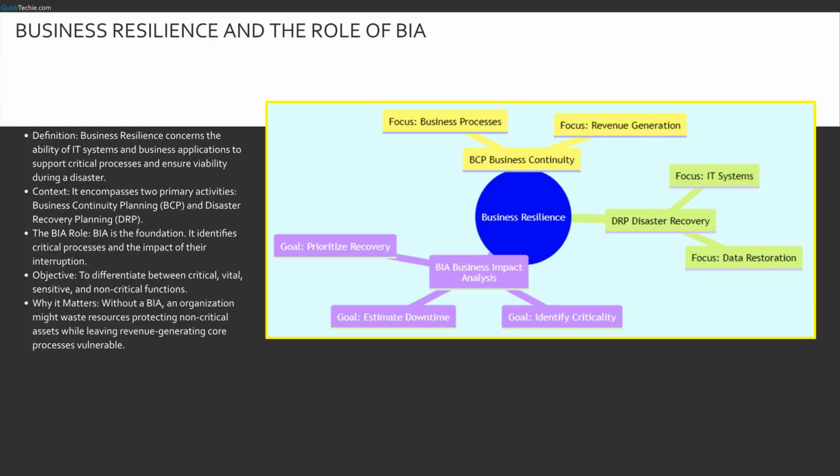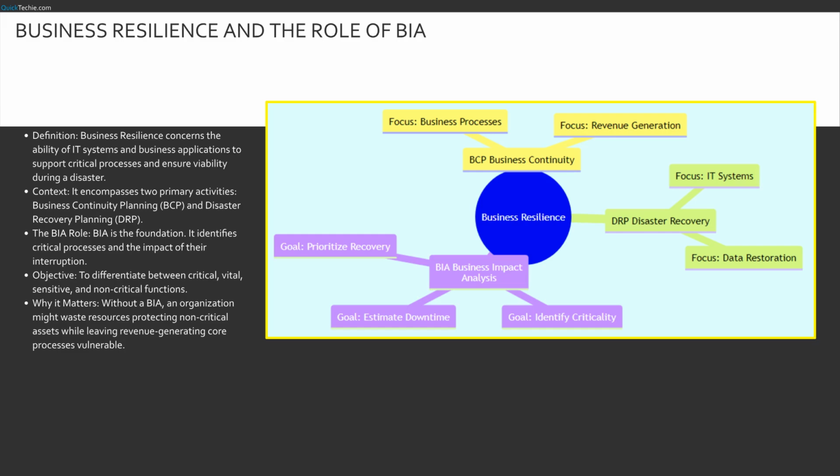Think of the BIA as the blueprint. It helps us distinguish between what is merely annoying to lose versus what is fatal to lose. The BIA identifies critical business functions and workflow, determines the qualitative and quantitative impact of a disruption, and prioritizes recovery objectives. If you skip this step, you are essentially guessing at your recovery strategy.